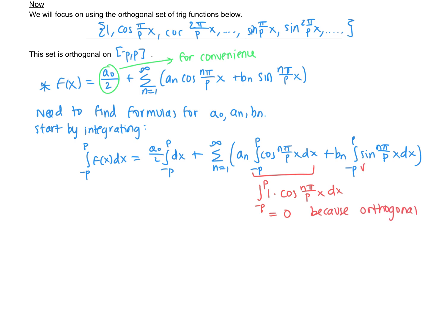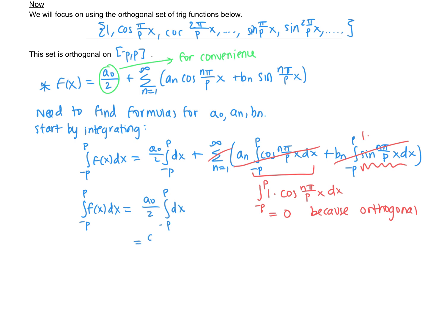It is a similar idea for this integral that has sine. That's really just 1 multiplied by sine. Again, those are orthogonal functions. So keeping that in mind, all of this will go to 0, all of that will go to 0. So what we end up with is the integral from negative p to p of f of x dx is equal to a0 over 2 times the integral from negative p to p dx.